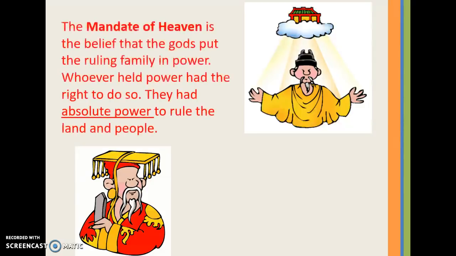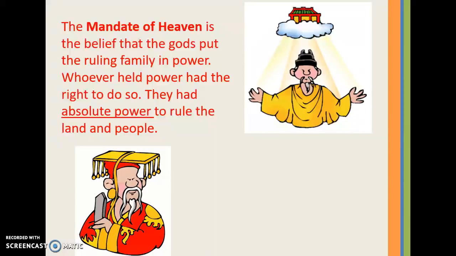The mandate of heaven. You must know that the mandate of heaven goes with China. You have to know it, okay? It is the belief that the gods put the ruling family in power. So basically, whoever held power had the right to do so. The gods in the heavens said, you are in control, okay? And it gives them the absolute power to rule the land and the people. And they do this as a way to keep themselves in power.